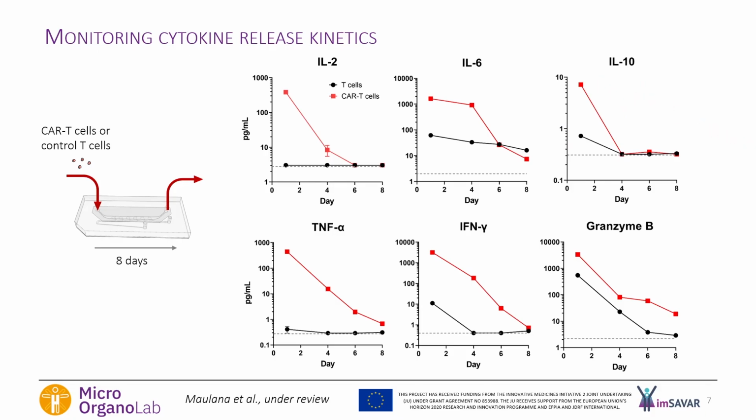What we could see here is that the cytokine level consistently peaked on day 1, so after 24 hours of the CAR T cell administration, and then went down over time in the CAR T cell condition, which is in red. Whereas in the control T cell condition, the cytokine level remained stable and below the level of the CAR T cell condition at almost all measurement time points.